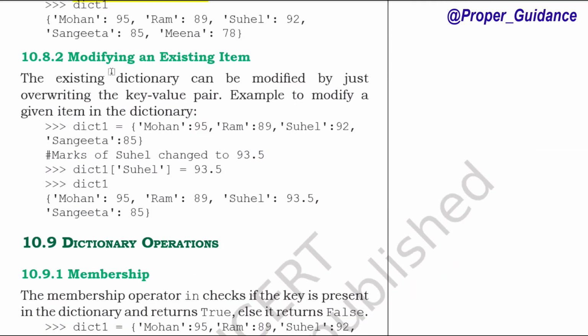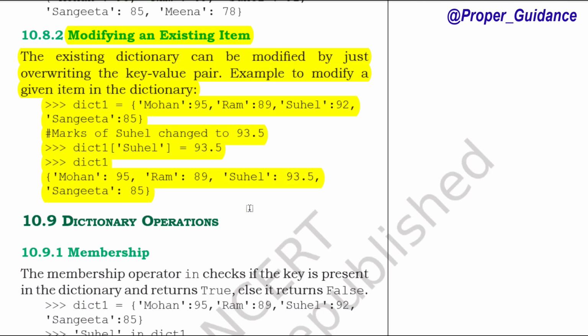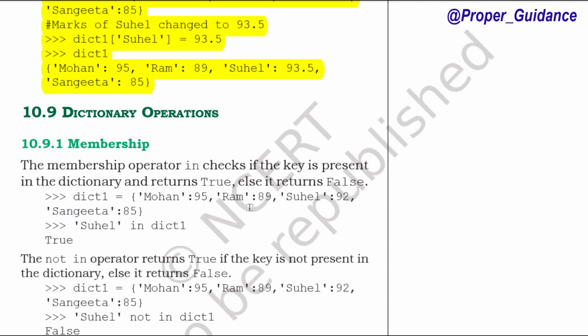And modifying an existing item, how to modify an existing item? The existing dictionary can be modified by just overwriting the key value pair. This is very easy to modify a dictionary item, okay. Go through dictionary operations. Here is also membership function.